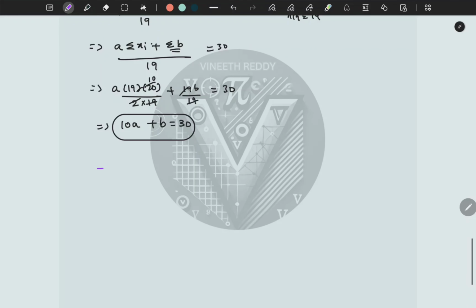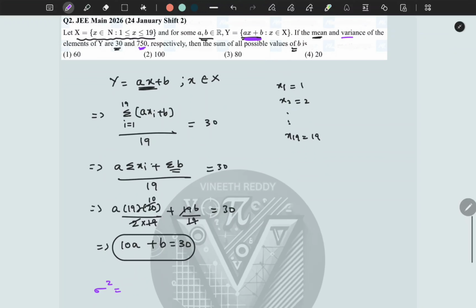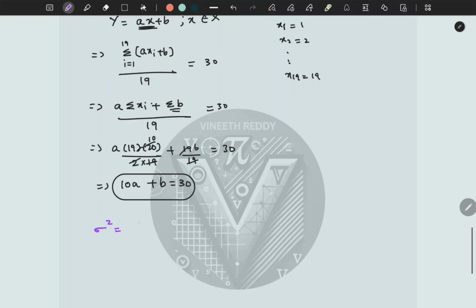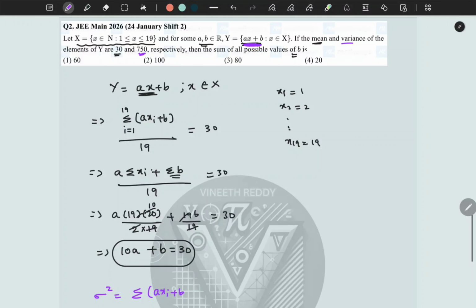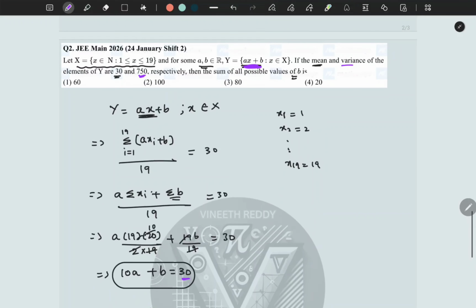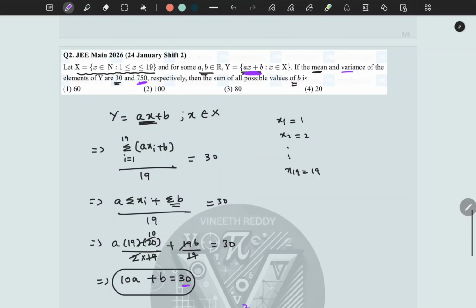Variance is sigma square. Now here, unlike the previous question, we have a new set, ax plus b, right? So if we go by the definition, we'll get sigma of axi plus b, these are the elements, minus the new mean, which is 30, right? Instead of writing 30, I'll write 10a plus b only, whole square, divided by the number of elements, that is 19. And the new variance is equal to 750, right?